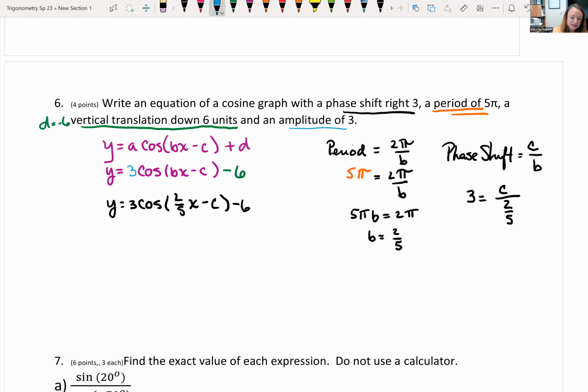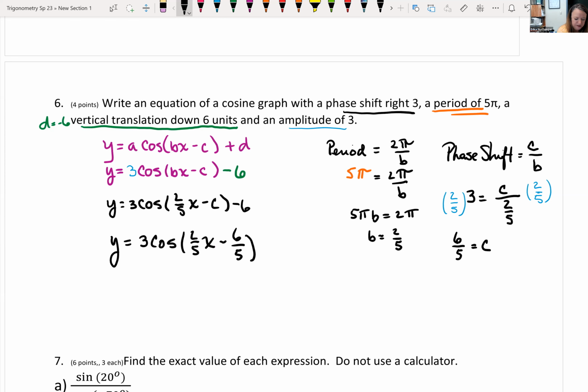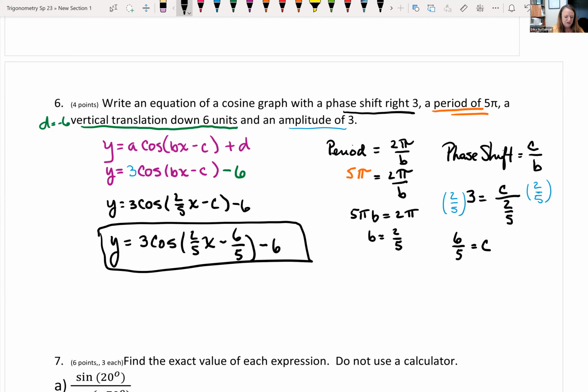So we could get what c is by multiplying both sides of this equation by 2/5. So we get 2 times 3, so this is 6/5 is equal to c. So y is equal to 3 cosine of 2/5 x minus 6/5. And that was the argument. Outside of the argument is our -6. So we found the equation of that cosine function given the information about its graph.